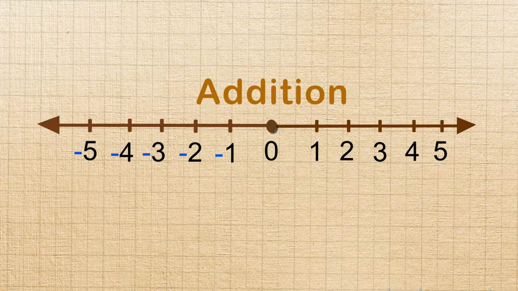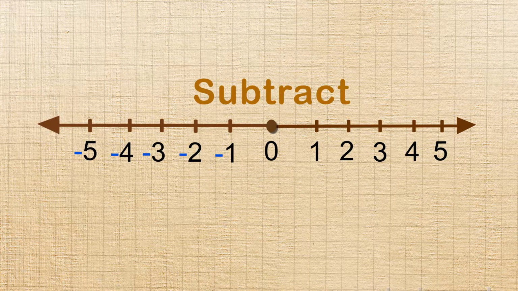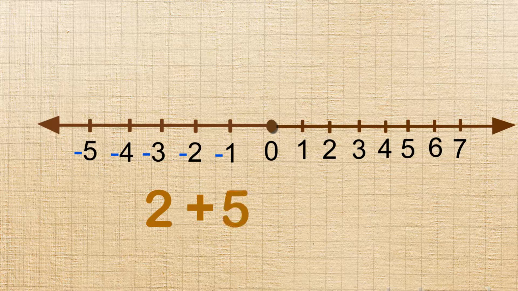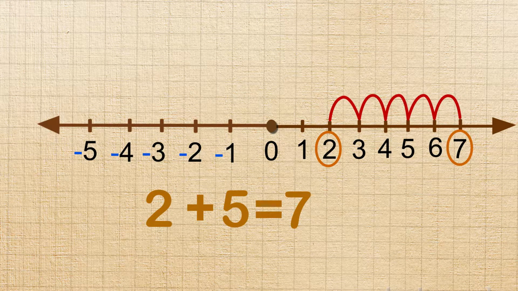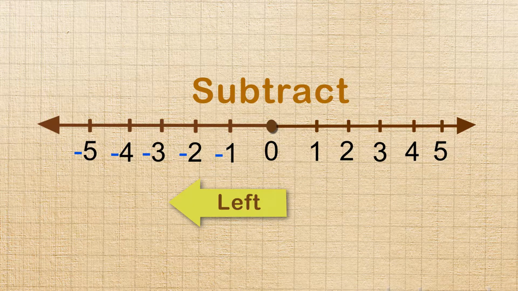Remember, every time you add a number, you move to the right of the number line. And every time you subtract, you move to the left of the number line. For example, 2 plus 5 will give you 7. 1, 2, 3, 4, and 5. 7. But when we subtract, we move to the left.